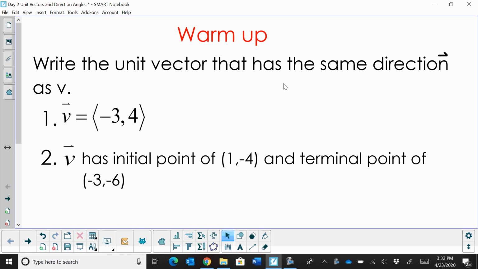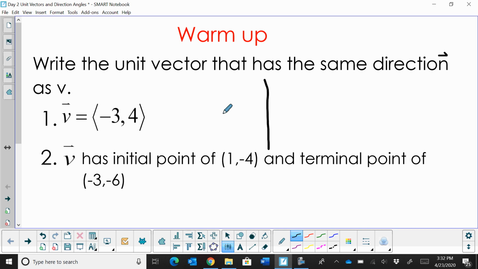Write the unit vector that has the same direction as vector v. So vector v is the vector, and I'm just going to sketch it. It's in standard position at -3, +4. So here's my sketch. The initial point is at the origin. The terminal point is at the point -3, +4.